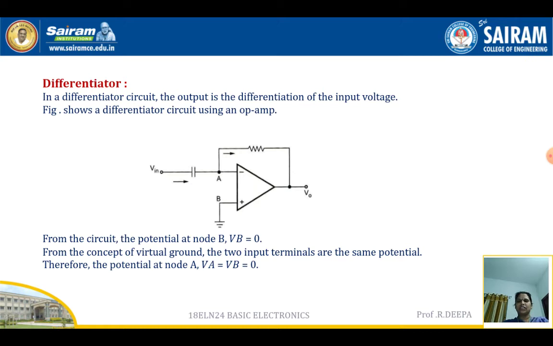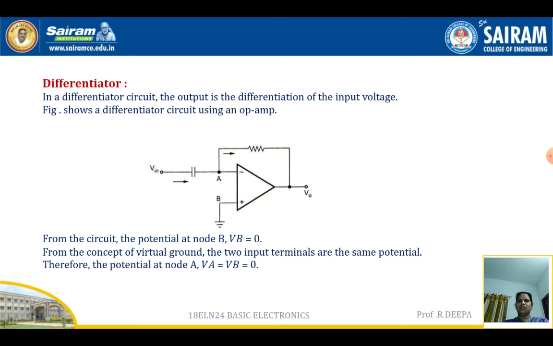The construction is made such that an input voltage is applied across the inverting input terminal through the capacitor C, and the non-inverting input terminal is grounded, and there is a feedback resistance RF which is connected between the node A and the output terminal V0. So these are the construction details of the differentiator.